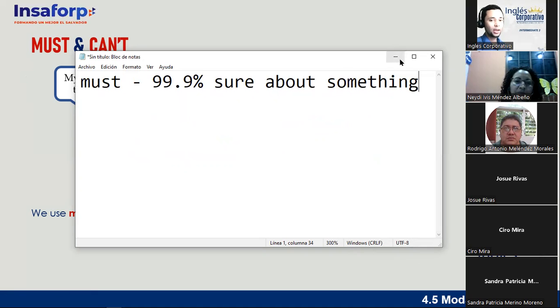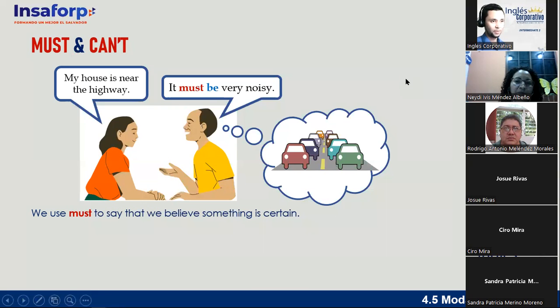Okay, in this case, this is not a possibility. You are certain. ¿Estás seguro o segura, verdad? Que así debe ser. So she says, my house is near the highway. And he says, it must be very noisy. Debe ser muy ruidoso ahí. Todos los carros pasan y pasan y pasan. So we use must to say that we believe something is certain.